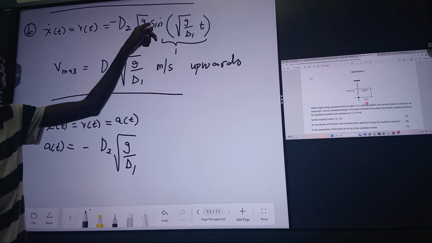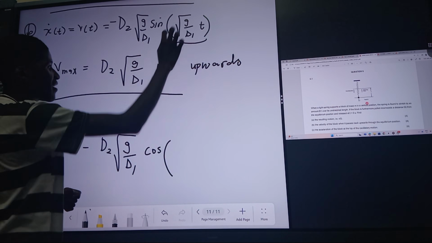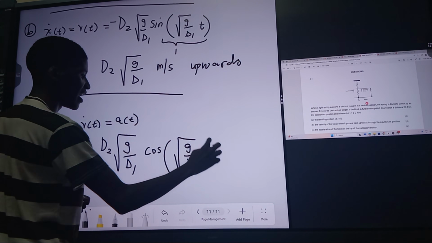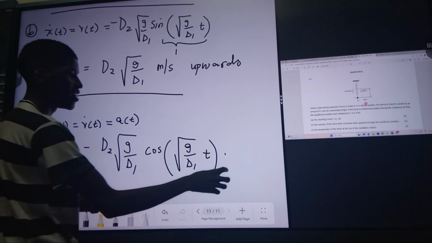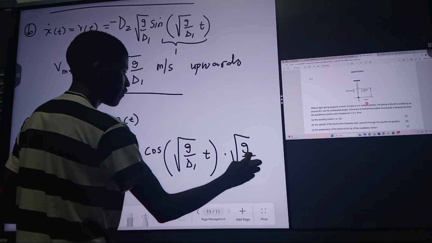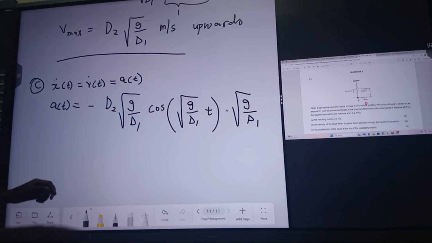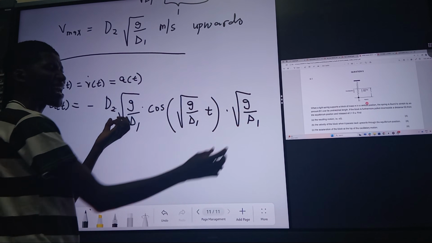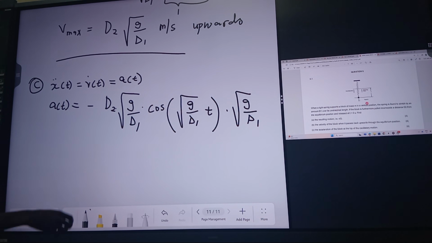Now differentiate sine, what are you going to get? Cos of whatever is inside, square root of g over d1 times t. Then multiplied by the derivative of this in terms of t, the square root of g over d1 again. So we can see we've got similar things here, and this is all multiplication. When you multiply these two, they both have a square root. So the square root can just cancel out.